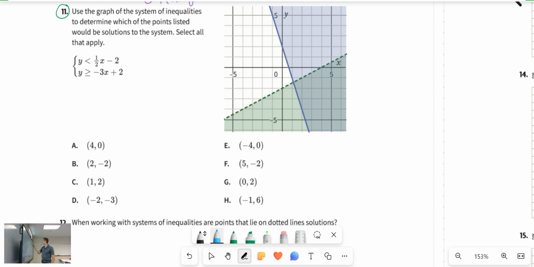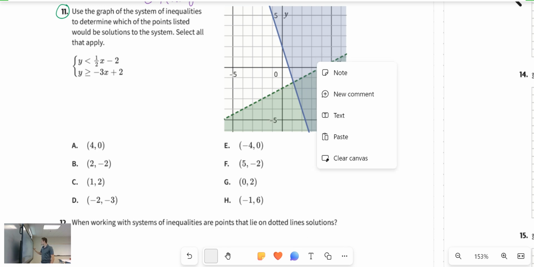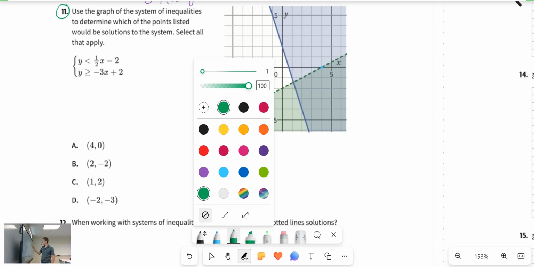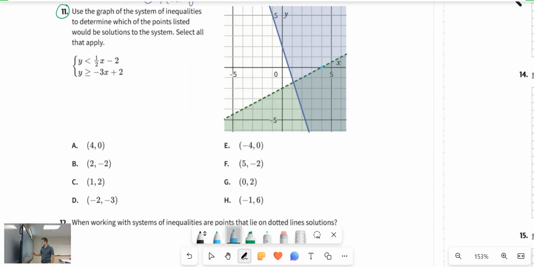So A is at 4, 0. 4, 0 is right here. There we go. So that is our point A. Our point B is 2, -2. 2, -2. That's right there. That's B.